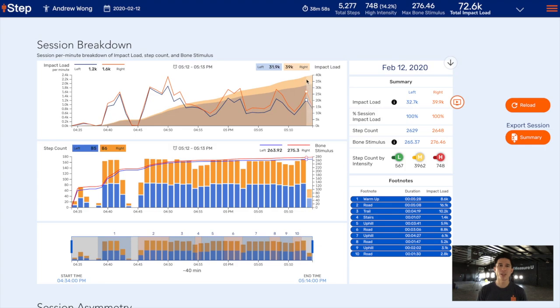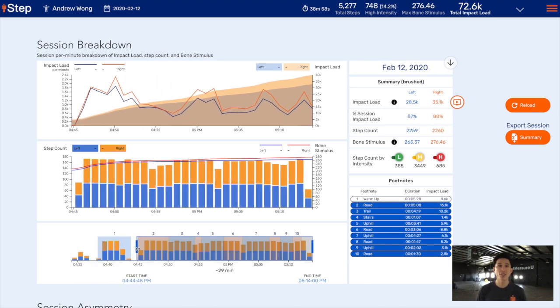You can see a separation in impact load, with the right leg accumulating more than the left leg, and this message is reciprocated in the impact load per minute line graph, with the right leg having a higher impact load per minute than the left. This is most likely due to me landing harder on my right leg than my left.